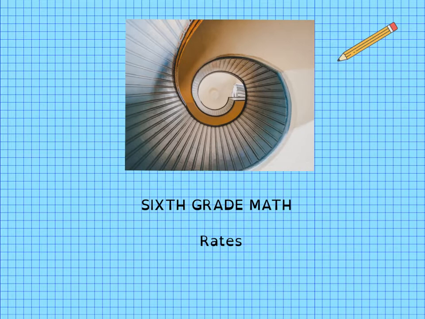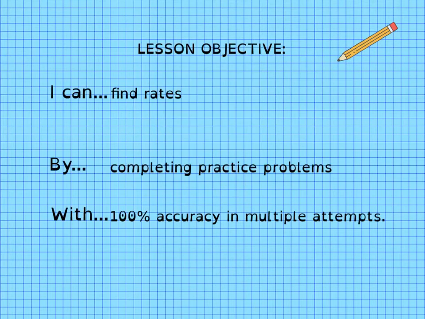Pause while you write the lesson title in your interactive student notebook. Pause again while you write today's lesson objective in your notebook. Today's objective is I can find rates by completing practice problems with 100% accuracy in multiple attempts.